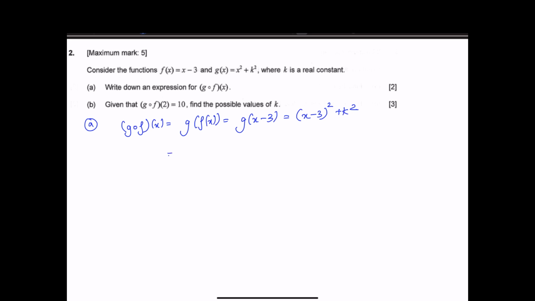Right? So this thing, if you simplify, it becomes x squared minus 6x plus 9 plus k squared. That is the answer to part A.